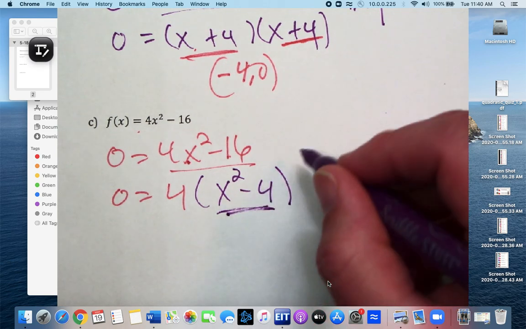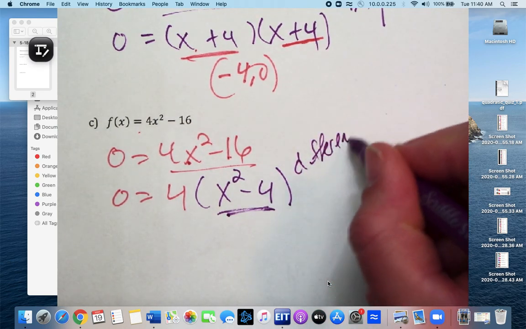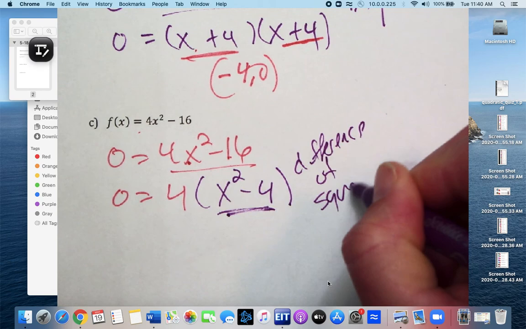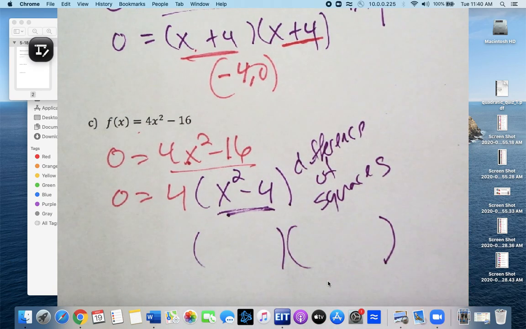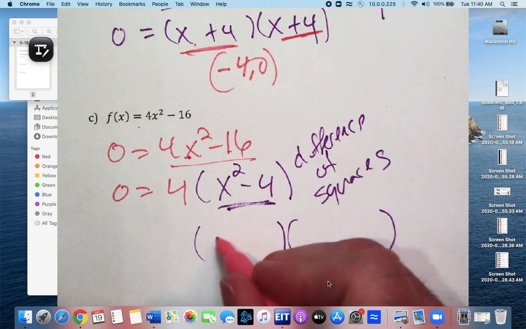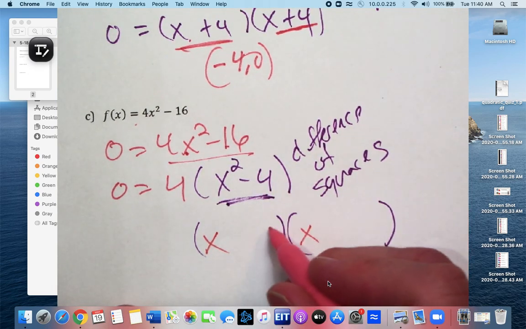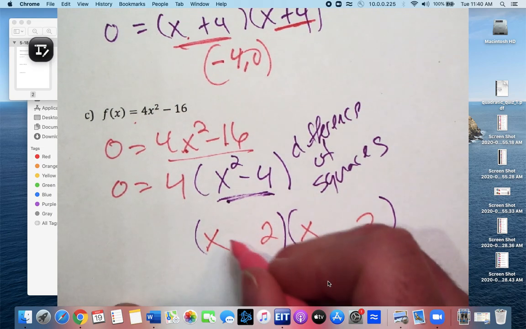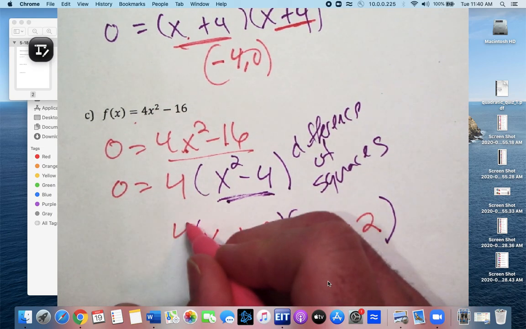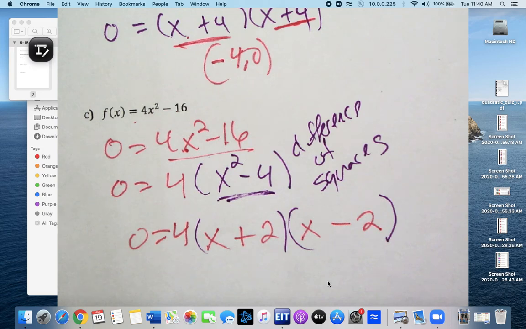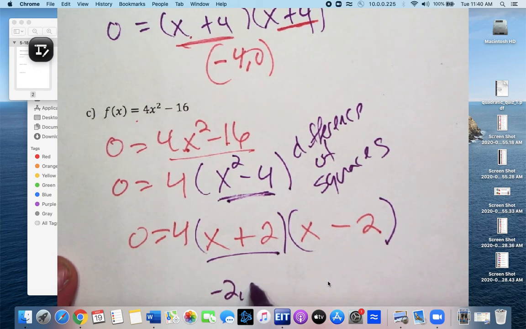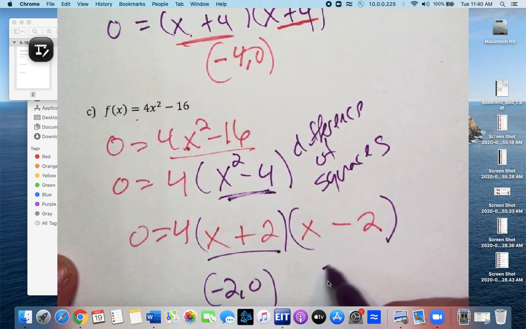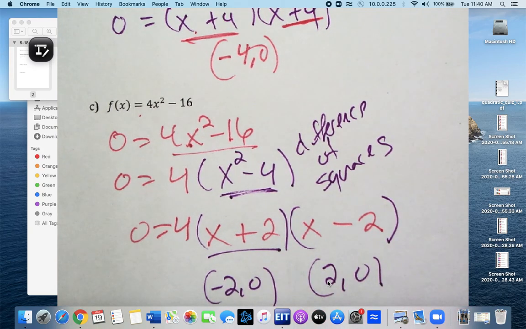Well, there's 2 terms, and actually it's a difference of squares. Difference of squares can be factored as x and x. What times itself is 4? Say number 2. One plus, one minus. Bring down the 4 and the 0. Okay, now, kind of easy. What makes this 0? Well, negative 2, 0. What makes this parenthesis 0? 2, 0. There we have it. Those are the x-intercepts.